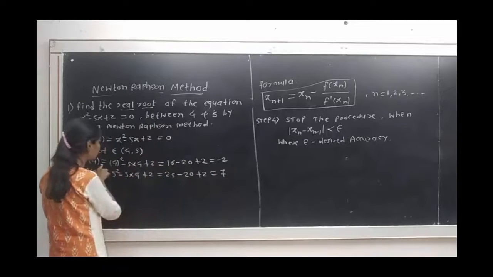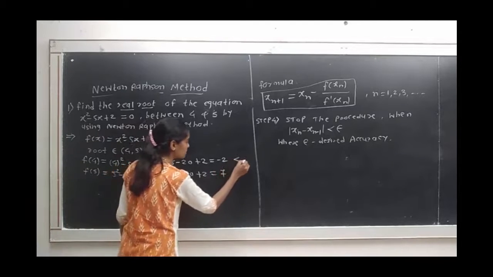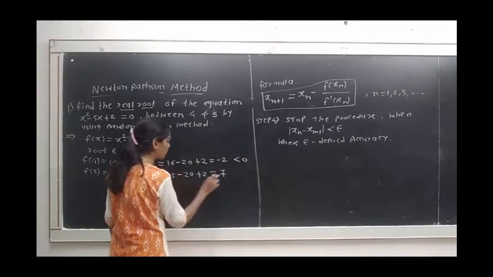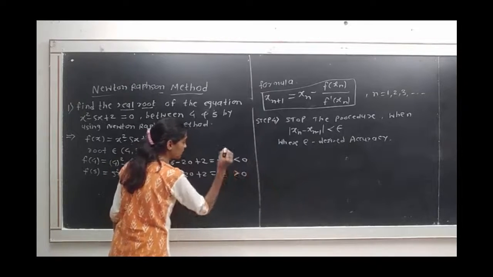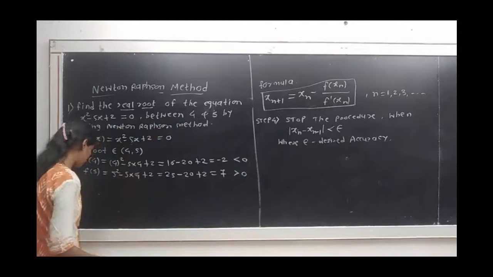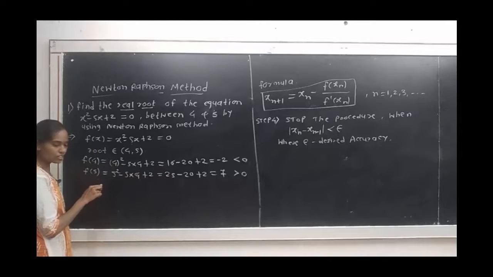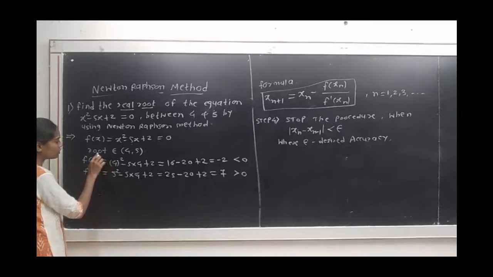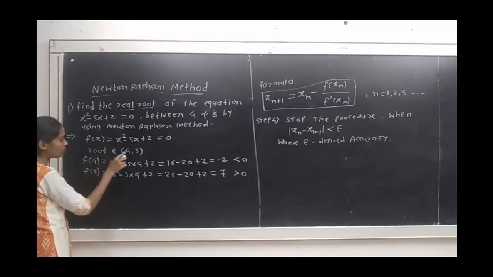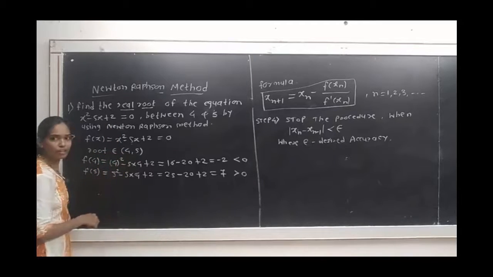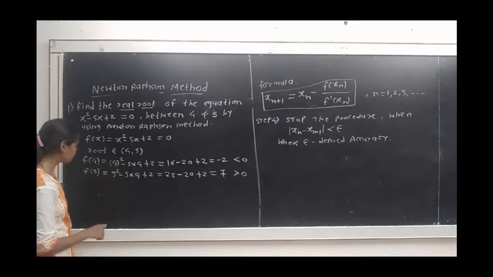Here we get f of 4 is minus 2, that is less than 0, and f of 5 is 7, that is greater than 0. So f of 4 and f of 5 are of opposite sign, which means a root of this equation lies between 4 and 5 by using the properties of location of roots.